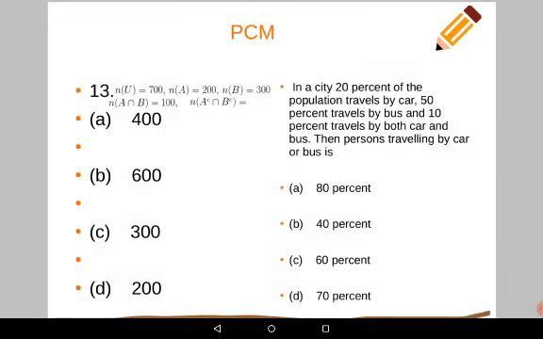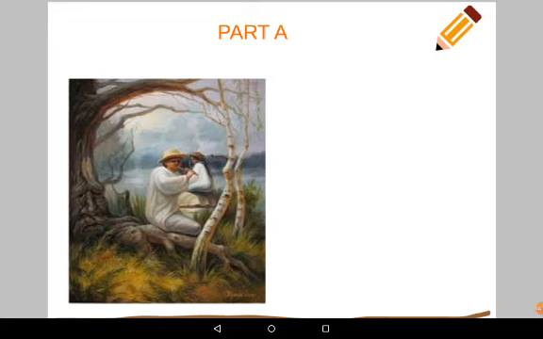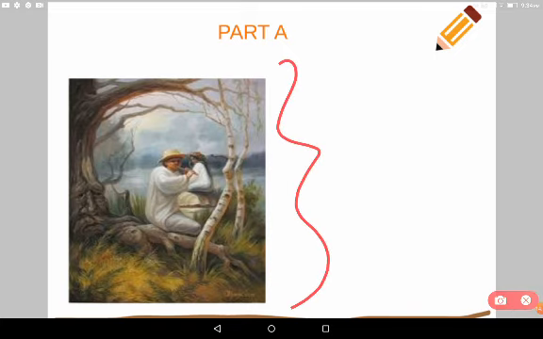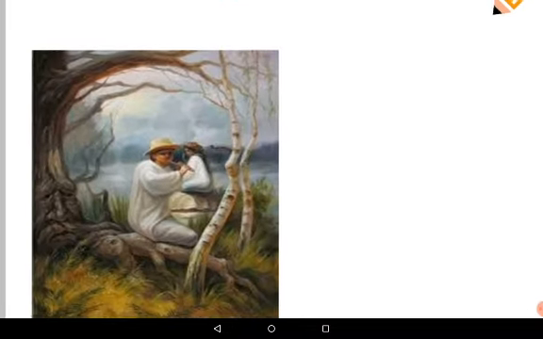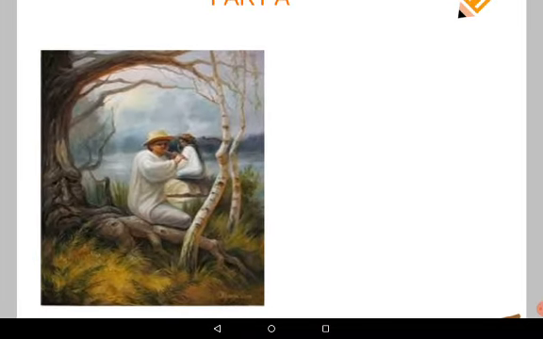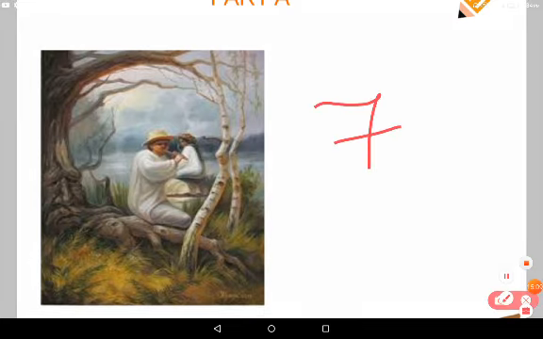Okay. Now, part A question. This was the question which one of you came out with a doubt, and it was a very relevant doubt. Actually this image has got 7 hidden faces. Okay, do check once more. You can zoom it from the PDF downloaded at the Telegram group.